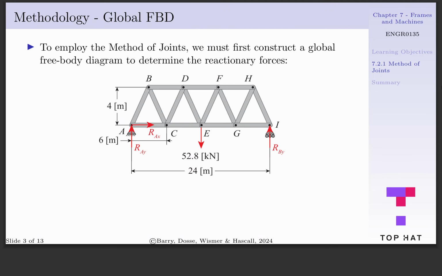To use the method of joints, we start by constructing a global free body diagram of the truss structure to determine the reactionary forces. Given the truss bridge below, we apply reactionary forces RAX and RAY at pin A, and then a reactionary force at the roller, RBY.